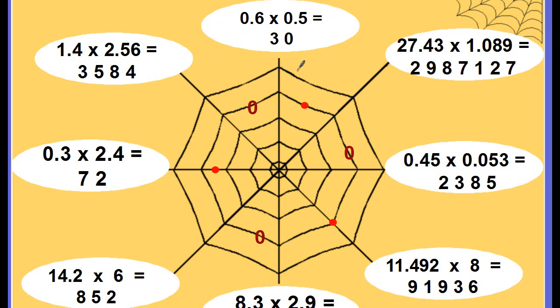Okay, we're going to place the decimal point in the correct position. So the math has been done for you. The numbers have been multiplied. We have the answers. We just need to place the decimal point in the correct spot. So I'm going to start at the 1 and 4/10 times 2 and 5600ths.